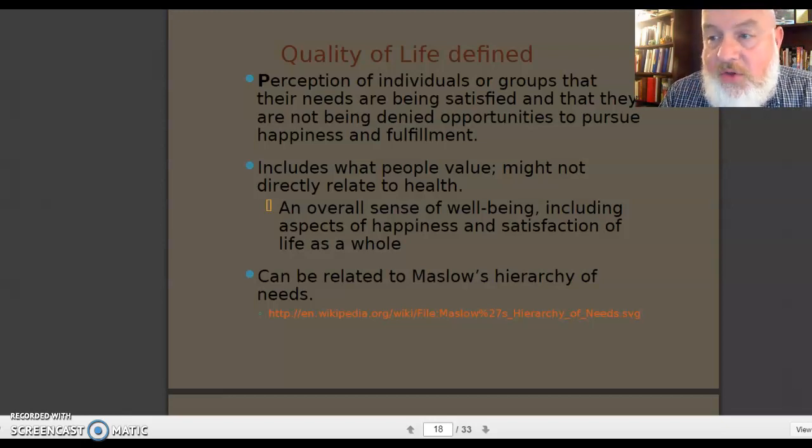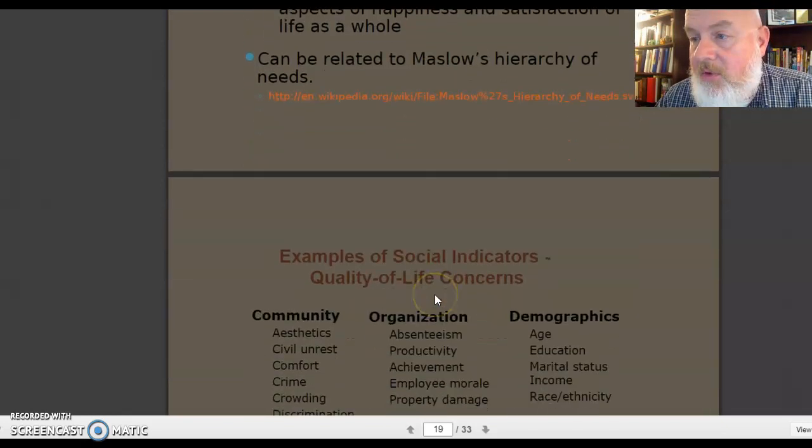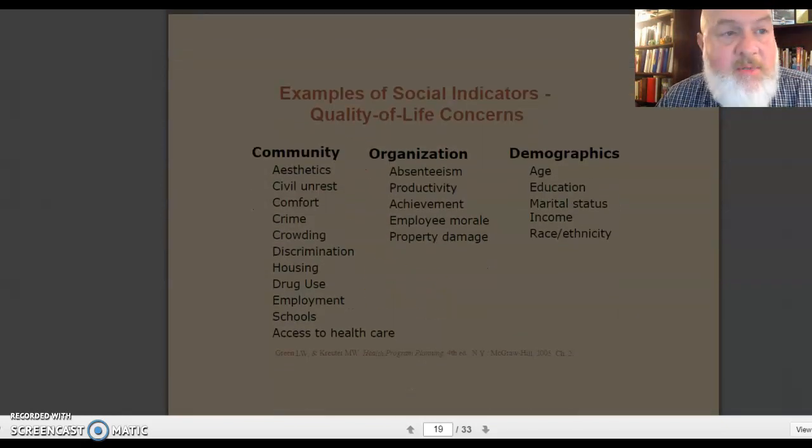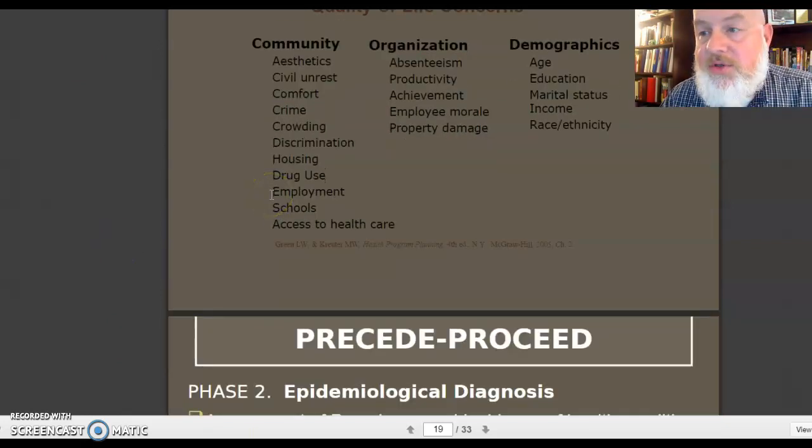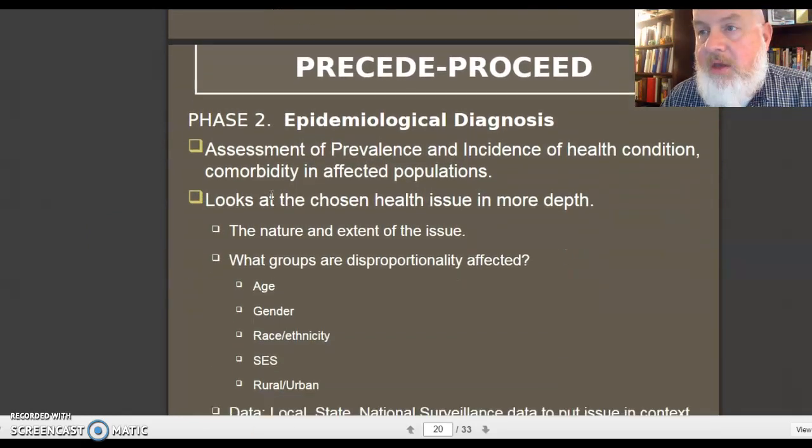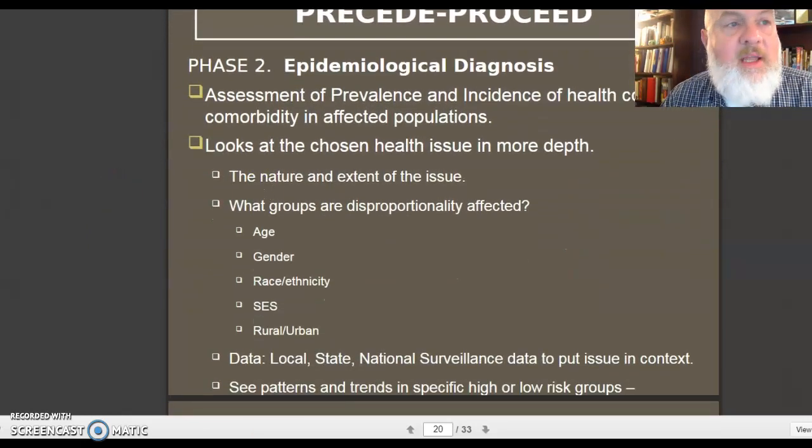And, of course, you can go back to our good friend Maslow, and so this can be related to Maslow's hierarchy of needs there. And so here are some examples of what we might be looking for as social indicators and quality of life concerns. And so you can kind of take a look at this. Maybe these are the things that you're interested in, and these would be ways for you to kind of process that.